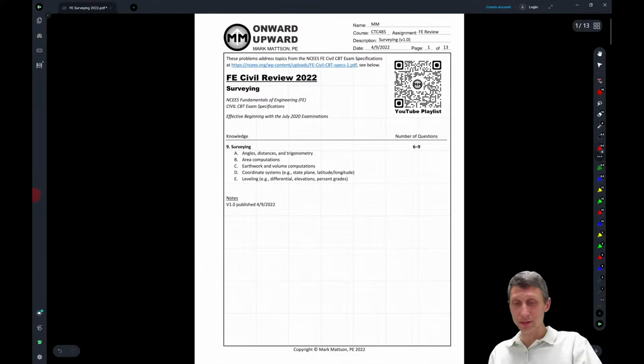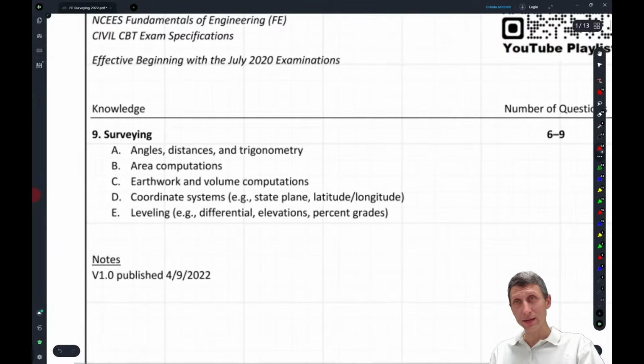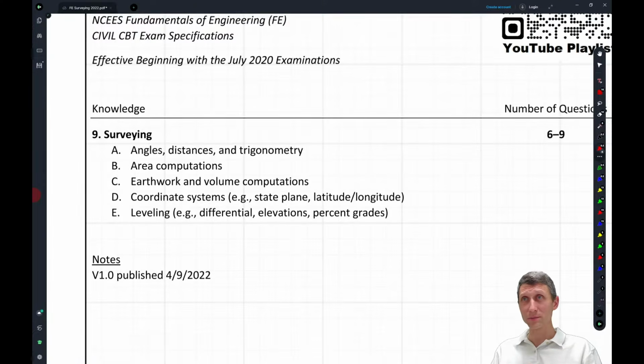Honestly, I think these questions, whether it's angles, distances, trig, area computations, earthwork volumes, the coordinate systems, differential elevations, leveling, basic leveling, you should be able to do. We did talk about percent grades in some of the other sessions here, but hopefully it makes sense.